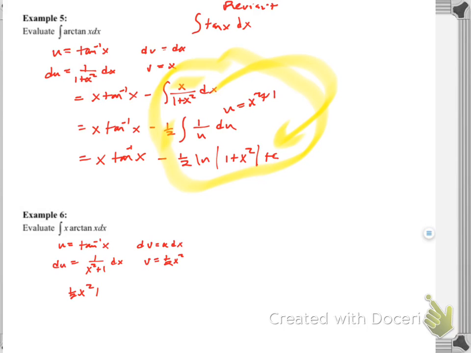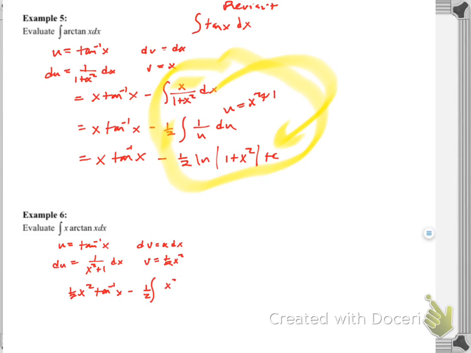LIPET says logs, inverse trig functions, polynomials. So we do u is our inverse trig function rather than the x because it trumps it. It's further on the left of LIPET. dv then is x dx. I went ahead and put in the du and v, which are pretty quick and easy for you now. Let's go ahead and run this through.